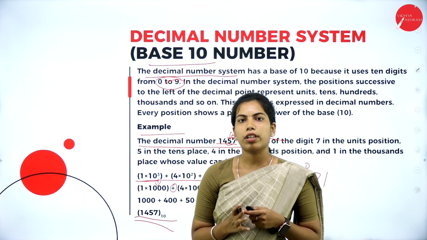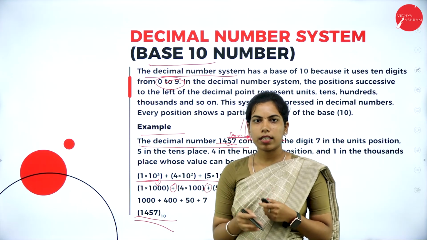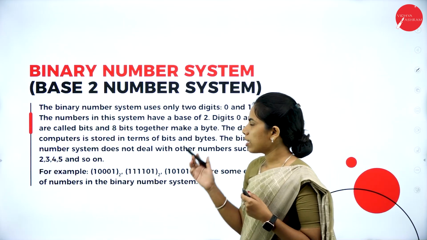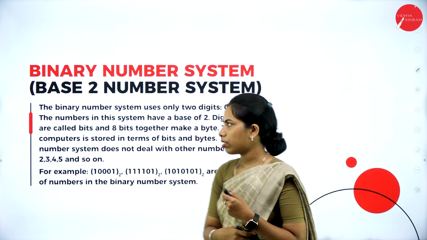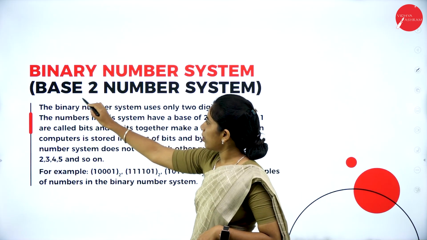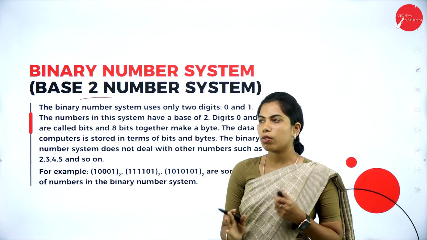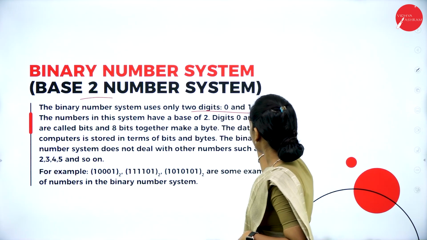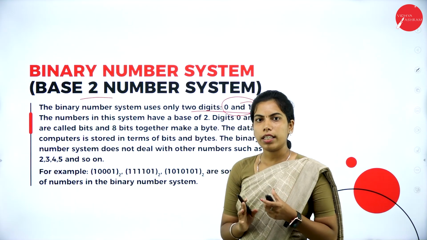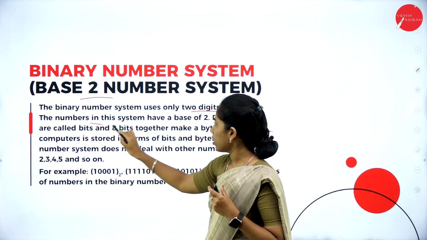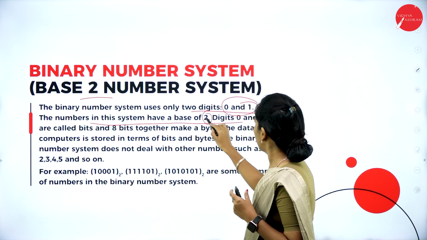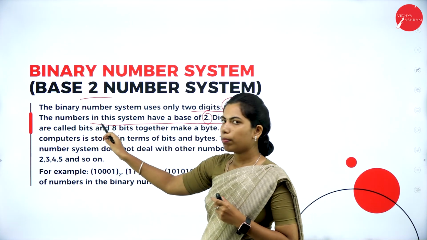This is how we have to represent any number using the decimal number system. So go to the second, that is the binary number system. Binary means the base value is 2. It uses only 0 and 1. You have to concentrate here. The numbers in this system have the base value 2, and the digits 0 and 1 are called bits.